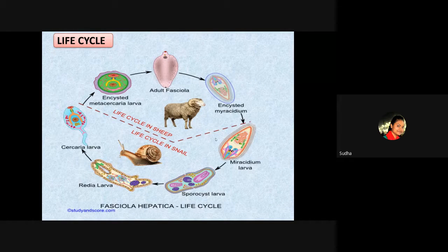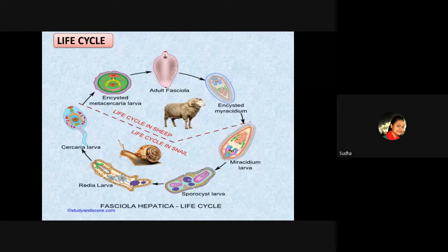If we start from here, this is the adult Fasciola. The adult Fasciola infects the liver of the sheep, and with the feces of the sheep, its eggs come out. When the eggs come out, they hatch. If a water body is near, it helps the eggs develop into the miracidium larva. This miracidium larva is free swimming; it can swim and go to places.